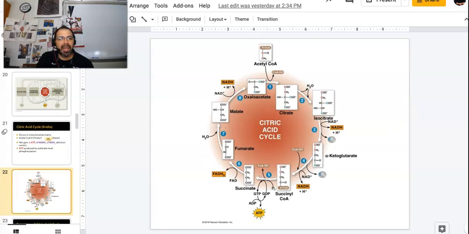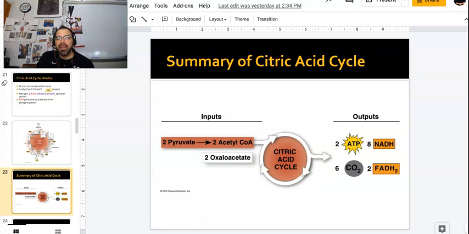So here's a really complicated picture of it. You do not have to memorize this. I will show you an FRQ from 2015 where they gave you all the info. So here's a summary of the citric acid cycle. Here's our inputs, 2 pyruvate to 2 acetyl-CoA. Goes through that cycle, right? And then your outputs are 2 ATP, 8 NADH, 6 CO2, and 2 FADH2. And in my opinion, even though my opinion does not matter, the NADH and the FADH2 are the most important.